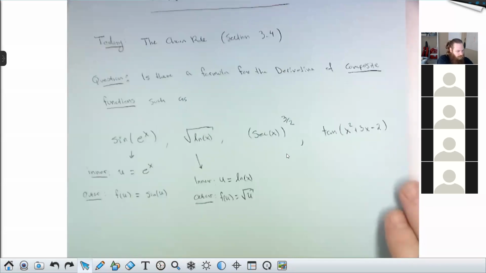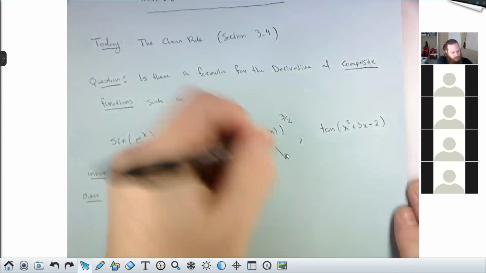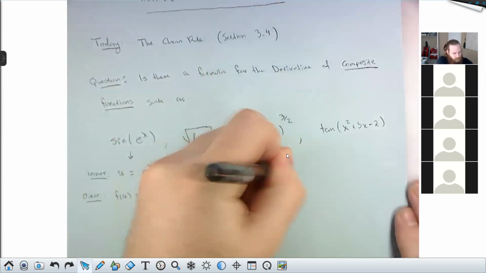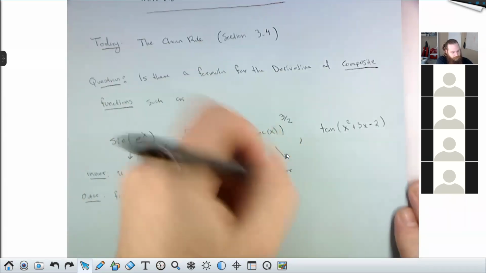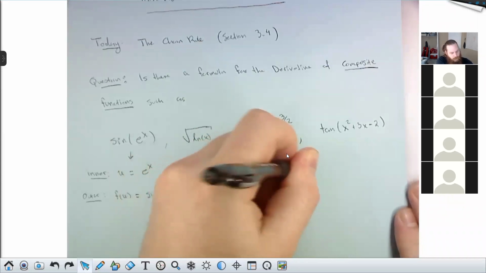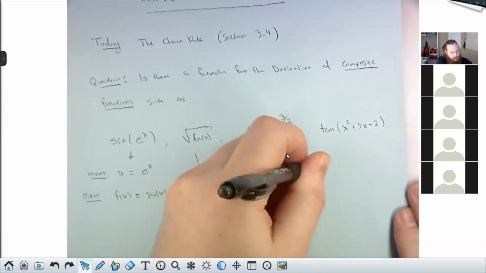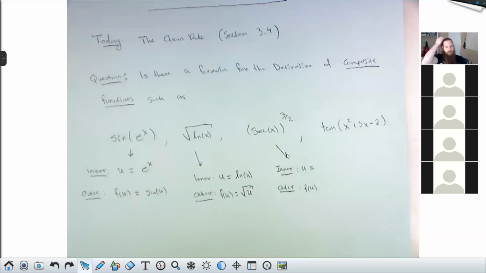All right, let's try 1 more. Let's try 2 more. I'll do secant over here, and then I'll pull the tangent example down there. So again, I'm going to call the inner u, and I'll call the outer f of u. What do we think is our inner function here, and what do we think is our outer function here?